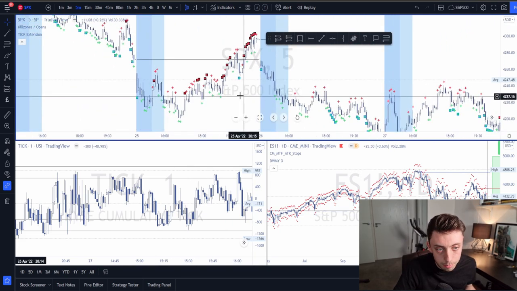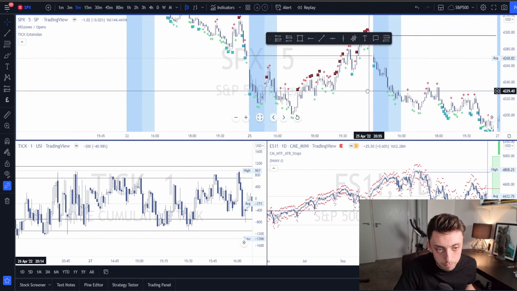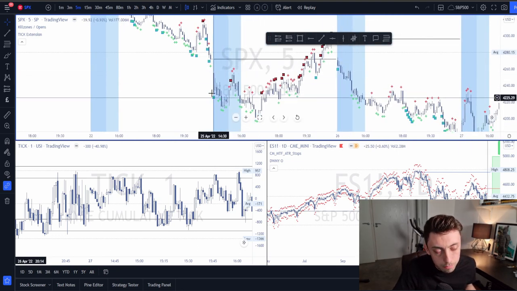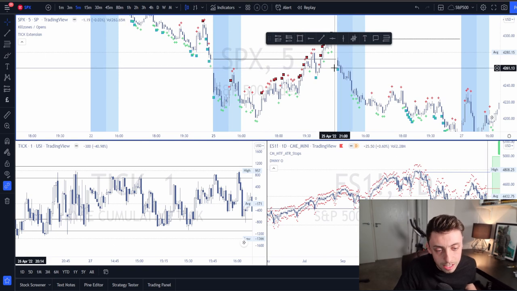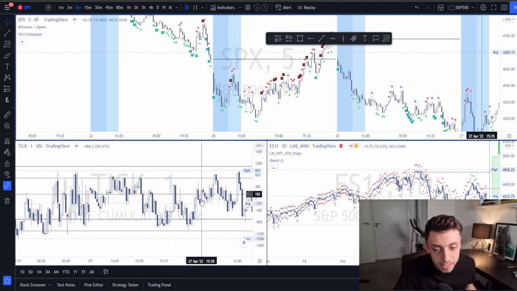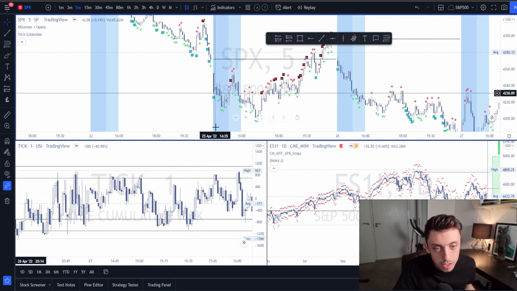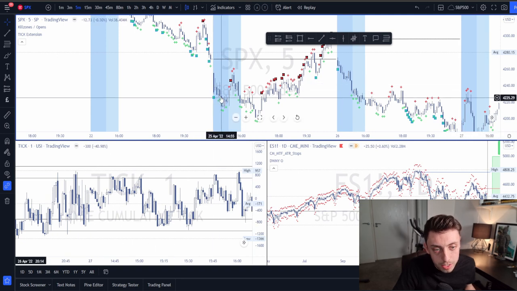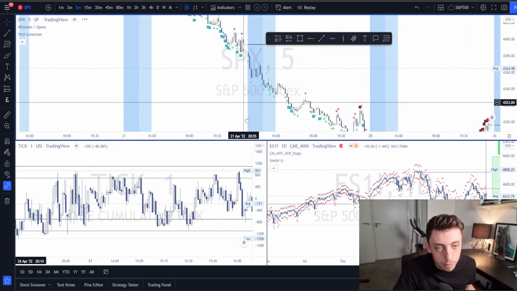Let's find another example. Whenever you see it like this right at the start of that zone, just ignore them, because that's basically opening price. It's not like it's an indicator, it's just price. So whenever you see something right at the start or a few candles in, just ignore that and move on.